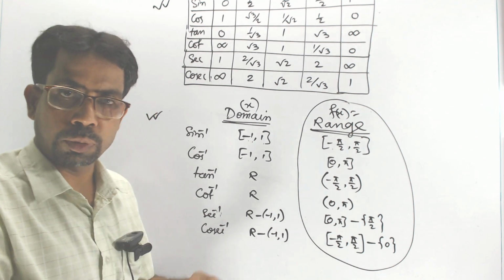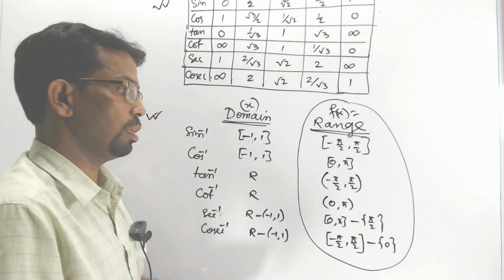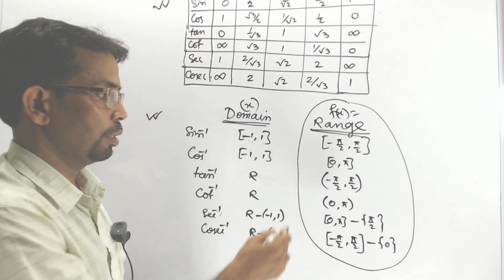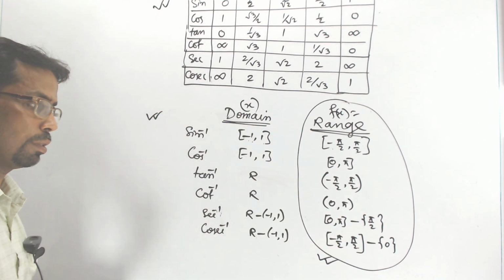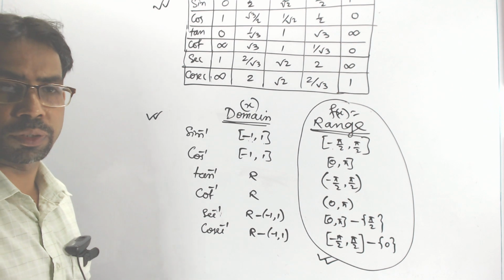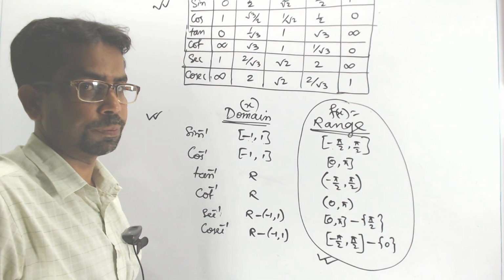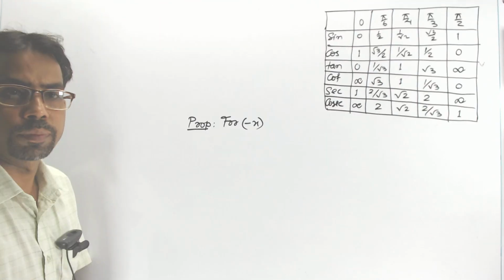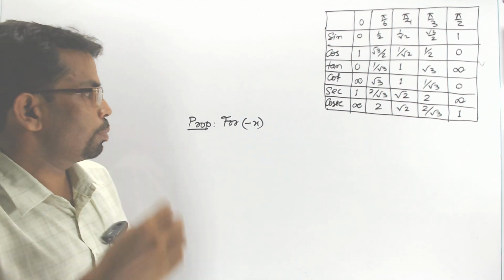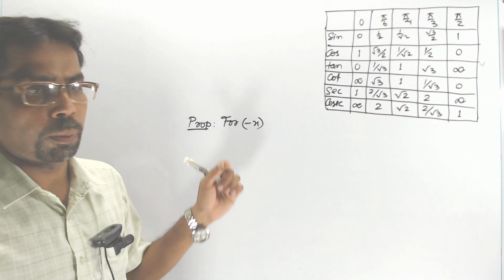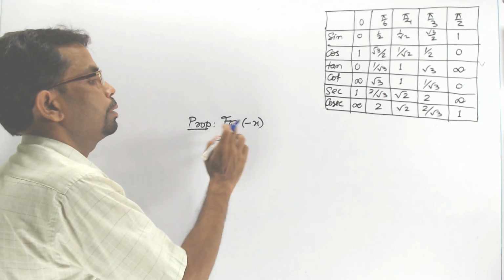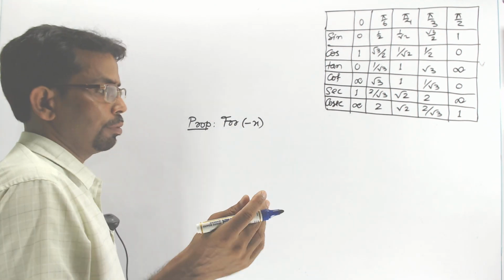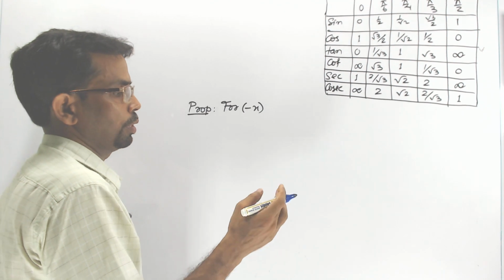I am going to explain, I am going to give tricks very easily. In a few seconds we can memorize these ranges. I am going to explain now how to memorize these ranges of the inverse trigonometric functions for principal value branch. To find the principal values, we need to know a property, and I am going to explain the property for negative x. In a few seconds you can memorize.